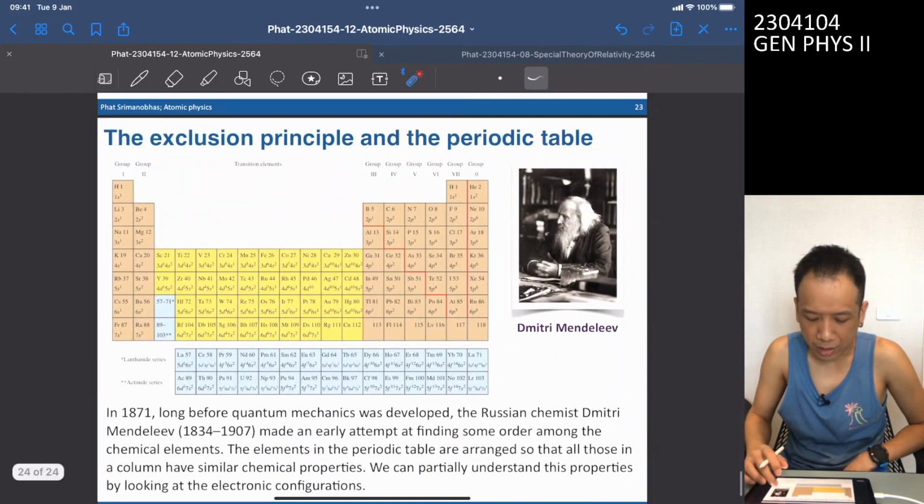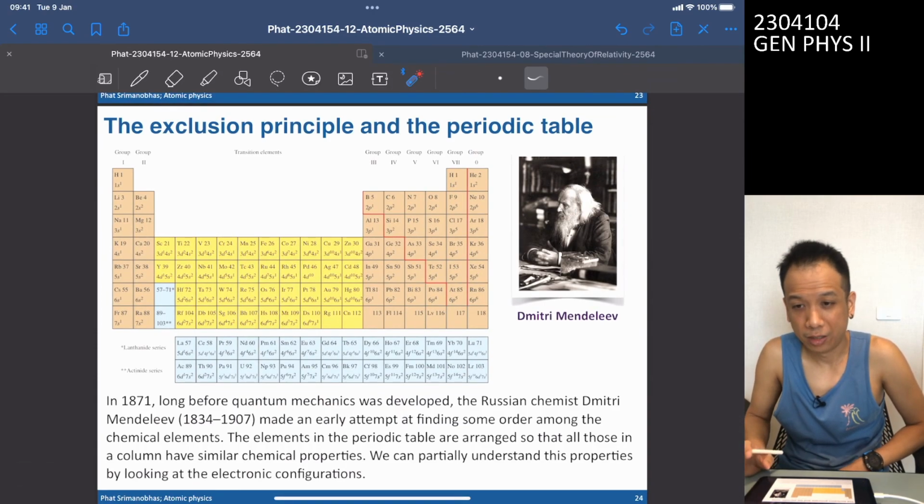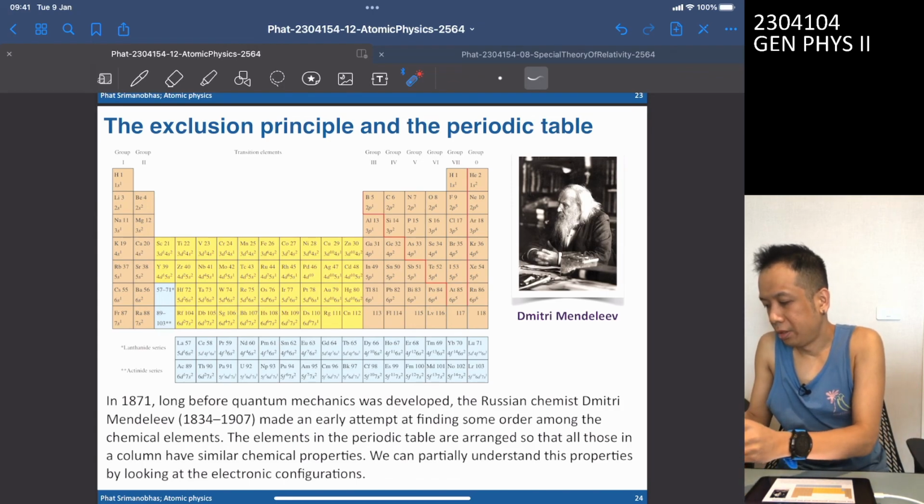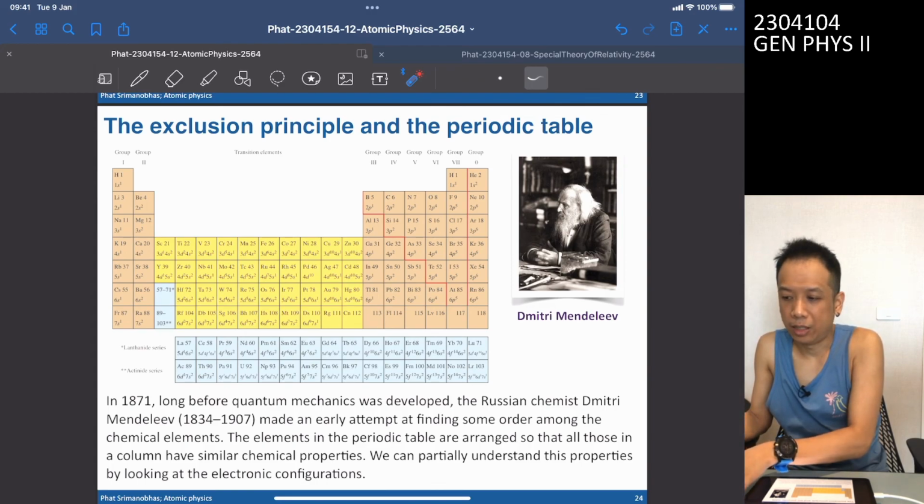I say partially because there are some exceptions in the periodic table that need extended understanding. But that is not the focus of quantum mechanics at this point. In chemistry, they may teach you some exceptions, some rules that need to be applied on top of the simple periodic table rules.